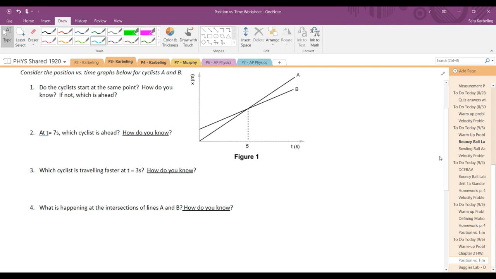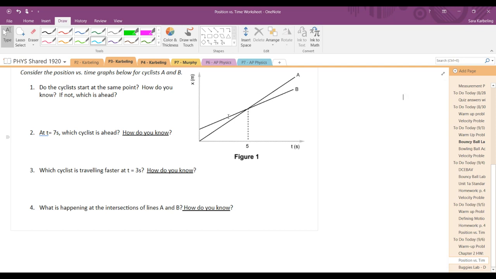Okay, so I just want to make sure that we're understanding, so where is 3 seconds? Can you point on the graph to where we think 3 seconds might be? So at 3 seconds, we're talking about somewhere over here. You guys with me? You can see that? Yes. Okay. So who's ahead at 3 seconds? B. B, right? Because B is further up. But does that mean that B is moving faster?